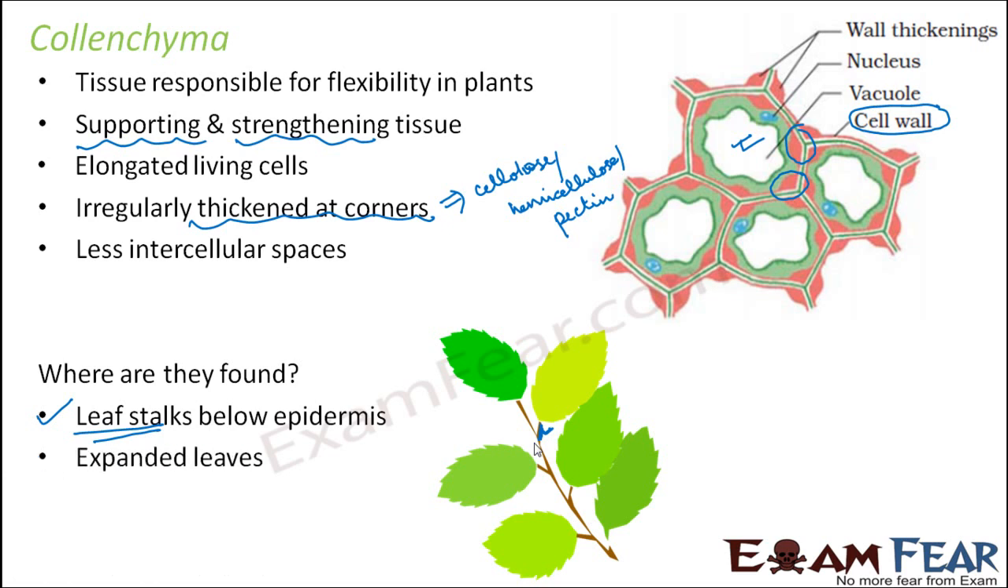Also in the expanded leaves, as I said, you can fold the leaves and do whatever you want with the leaf. That is also because on the leaves you have collenchyma. So basically collenchyma provides mechanical support to growing plant parts. It is also seen at the stem apex, that is the stem tip.